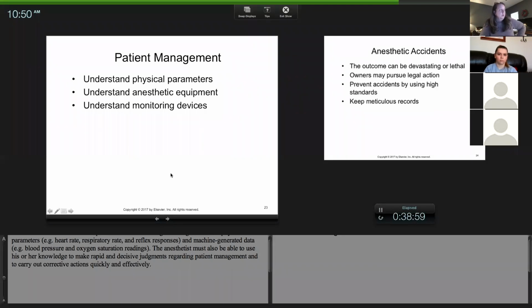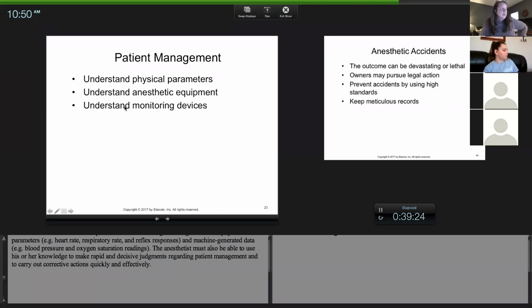Now, physical parameters we will go over, okay? What is heart rate supposed to be? What is blood pressure supposed to be? What is SpO2 supposed to be? We will go over the equipment you're using, the monitors, the anesthesia machines, the oxygen. How do you troubleshoot a machine? How do you understand the values your patient's giving you?